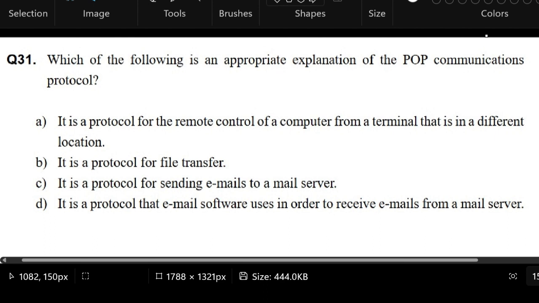Question number 31 of the ID Passport exam from PhilNITS. In this question, we are being asked, which of the following is an appropriate explanation of the POP communications protocol? So we have to know which one among the choices is the correct, appropriate explanation of the POP communications protocol. So we highlight, put an underline on the POP communications, and let's add the protocol too.